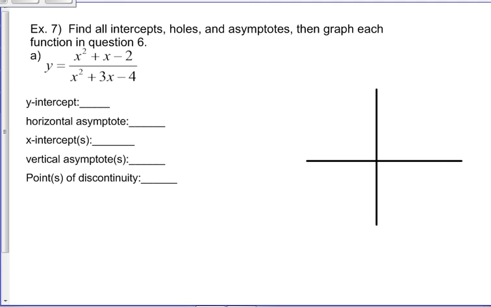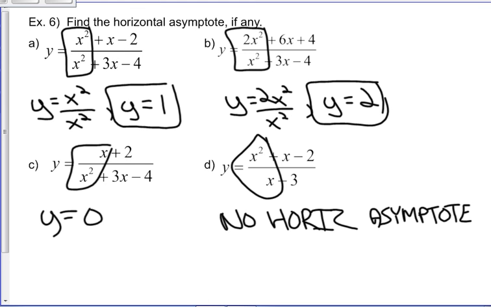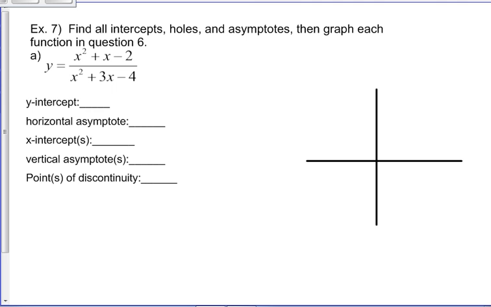Okay, so now that we were able to talk about the horizontal asymptotes, we're going to take 3 of those 4 last functions and generate their graphs. And we're going to use these 5 key ideas: that we can find the y-intercept, horizontal asymptotes, x-intercepts, vertical asymptotes, and points of discontinuity. And I think it makes sense to do them in this order.